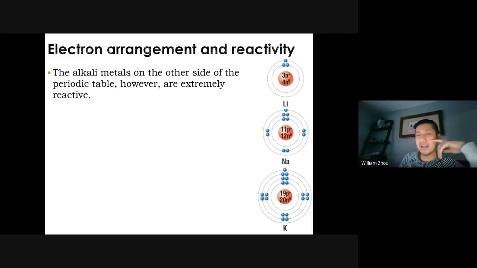Instead, they kind of go about this the cheeky way. They cheese the system. You want a full outer shell? No problem. I'll just get rid of that one. And the inner shell now will become the outer shell. So I have a full 8. That's what they do. So alkali metals are also very, very reactive, just like fluorine is.